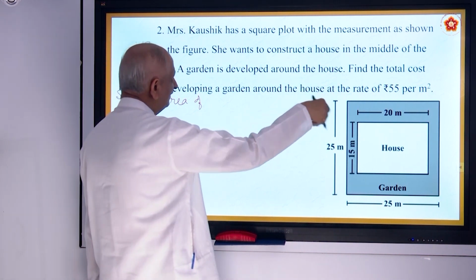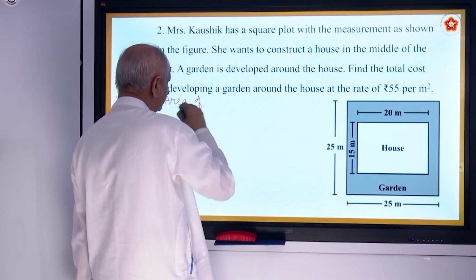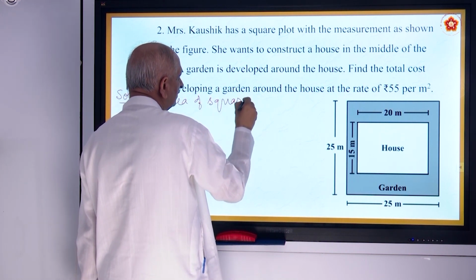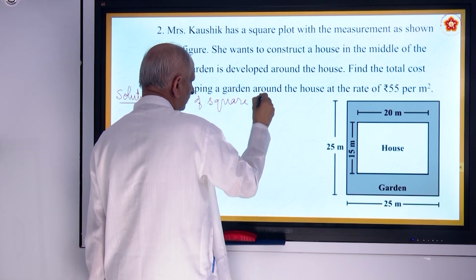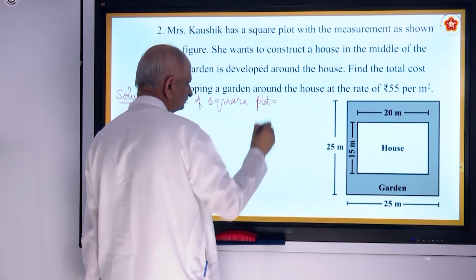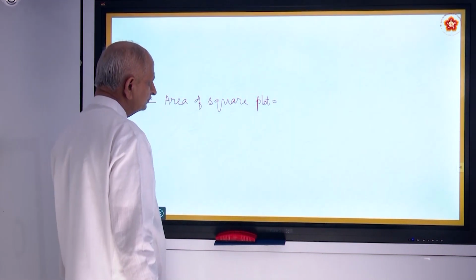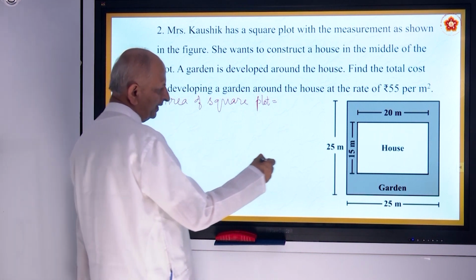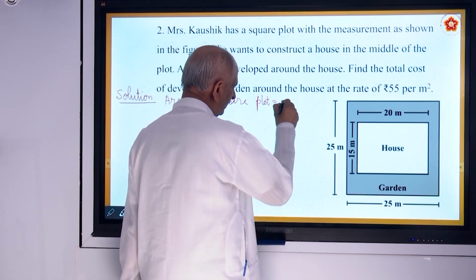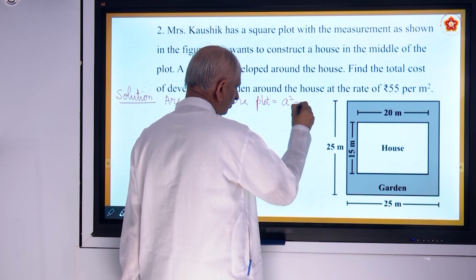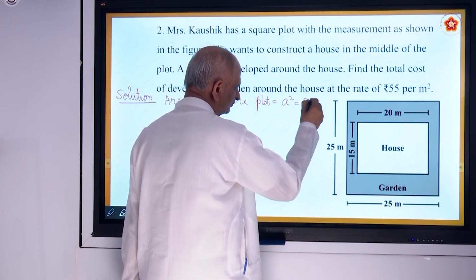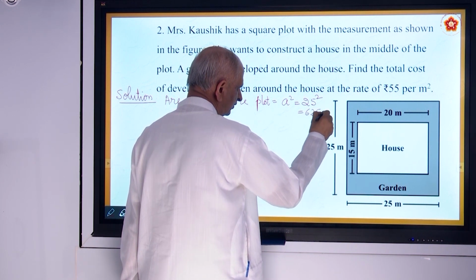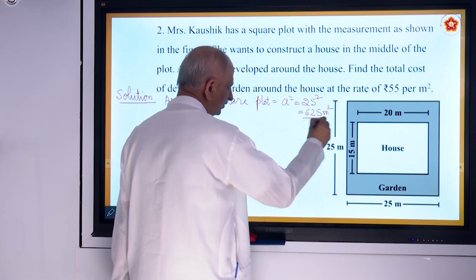So here is one lady, Mrs. Kaushik. She has a square plot. Area of the square plot: what is the formula for a square plot? Side squared, right? A square, that is equal to 25 squared. What is 25 squared? 625 square meters. So that one thing is over.